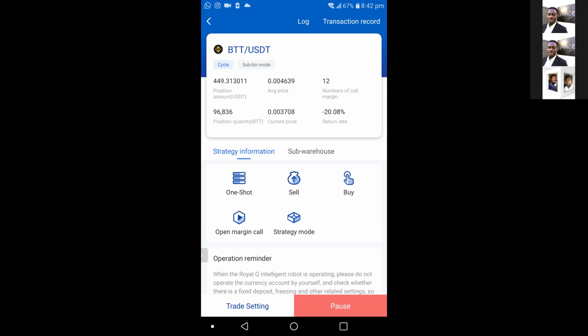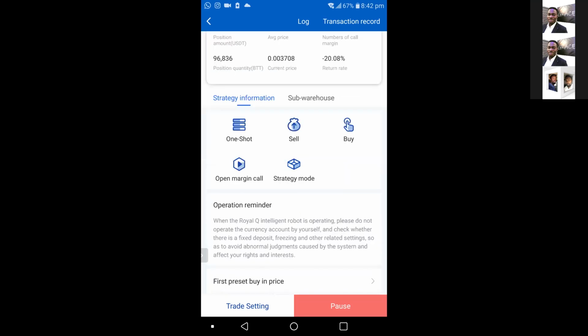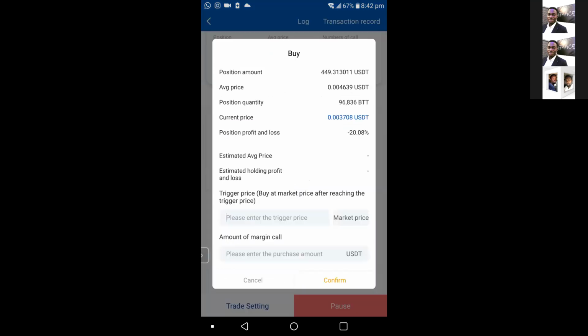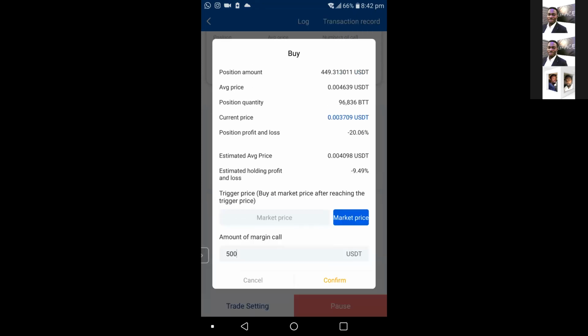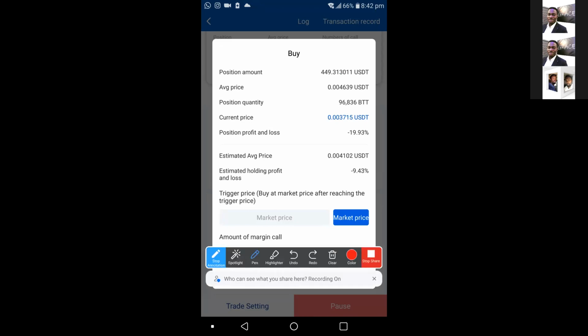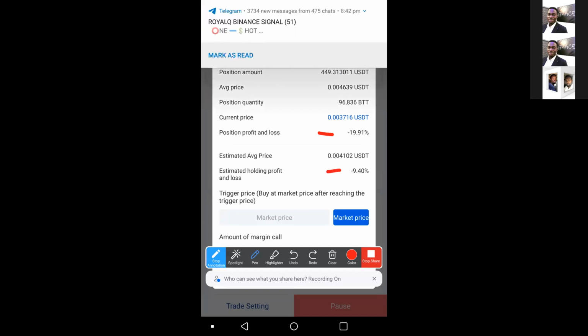I've already cancelled it. Now, there's something called replenish also. If I click on market, now I'm currently in a dip. If I want to replenish the dip so that I can come out of this earlier, faster, let's say I put in $500 to replenish this trade. Now I want you to watch something that happened. You can see that the initial profit and loss is minus 20. You can see the estimate now has reduced to 9.4. So what that means is I'm replenishing the position.